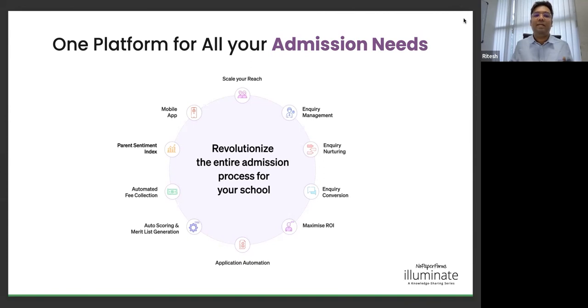And you can even see the parent sentiment index that we were talking about, right? You can even automate your fee collection using that same system. You can collect fees from the parent, an automated receipt gets generated, and parents get the receipt on their WhatsApp and email. In their profile they can see how much they have paid and when they have paid, right? So, auto scoring and merit list generation, and one single platform actually revolutionizing the entire admission process for your school, which can cater to all your admission needs, right?